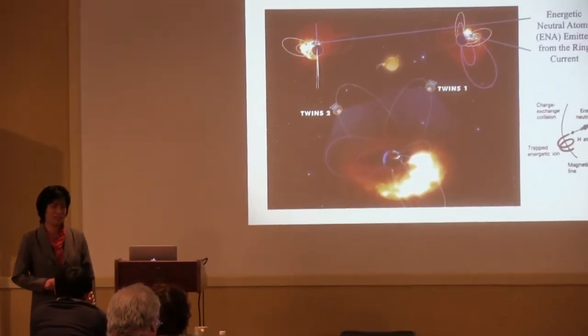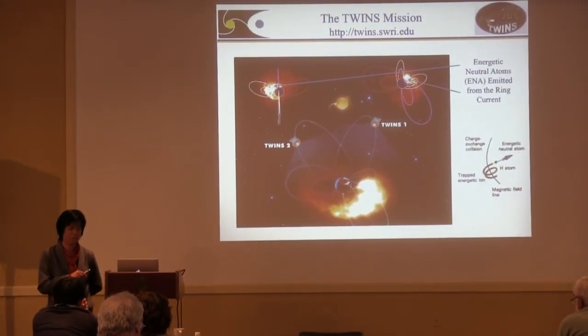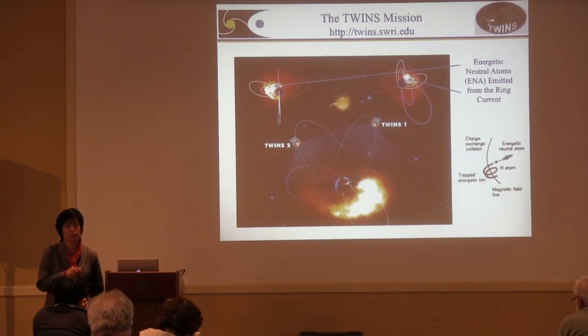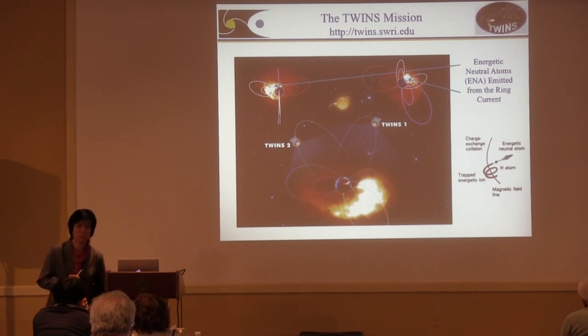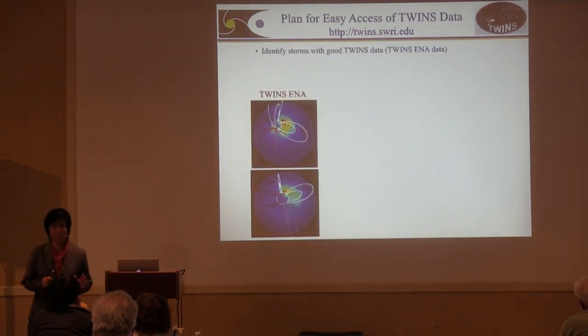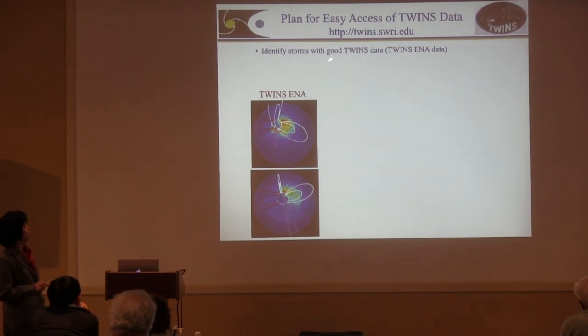And another thing is for TWINS. Jerry talked very nicely about TWINS, but the TWINS team published a lot of papers, and the problem is we found not many people outside the team use the TWINS data. So we want to address this problem. Our plan is to identify storms with good TWINS data.